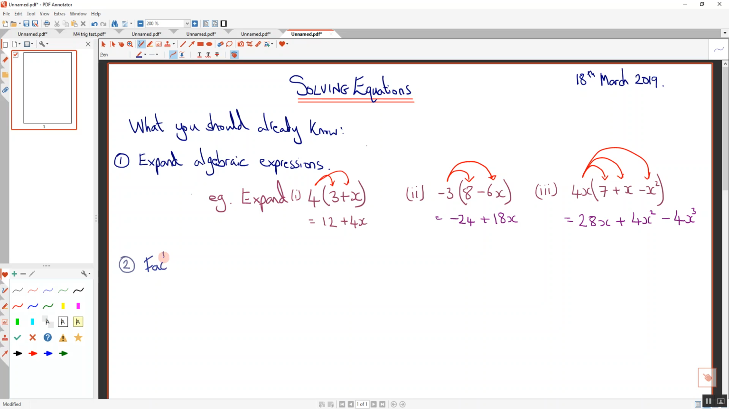Okay, you have to be able to factorize algebraic expressions. What does the word factorize mean? What makes it that number? I don't know the exact definition, but... What does the word factorize mean?